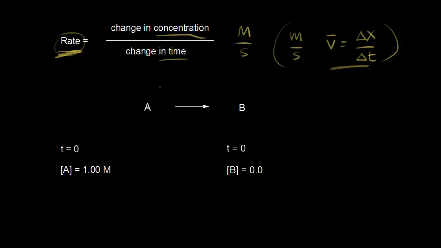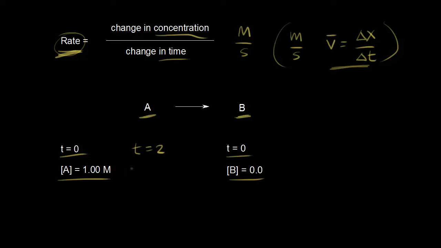If we look at this applied to a very, very simple reaction, right? So we have one reactant, A, turning into one product, B. And let's say at time is equal to 0, we're starting with an initial concentration of A of 1 molar. And A hasn't turned into B yet, so at time is equal to 0, the concentration of B is 0. And let's say we wait 2 seconds.